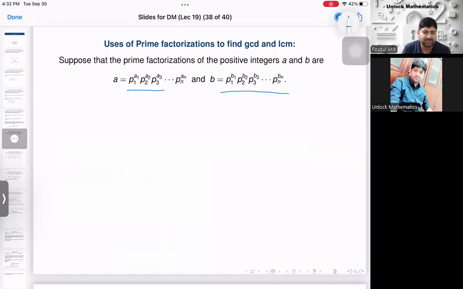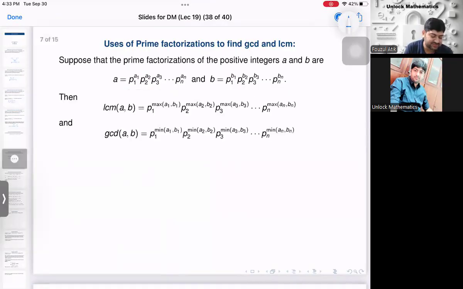Now you may have a question: how can you say that a and b both have the same primes dividing both numbers? Only the exponents a1, a2, an, b1, b2, bn have changed. But how can you say that they have common factors? You can always make them common. That part I will discuss with an example.